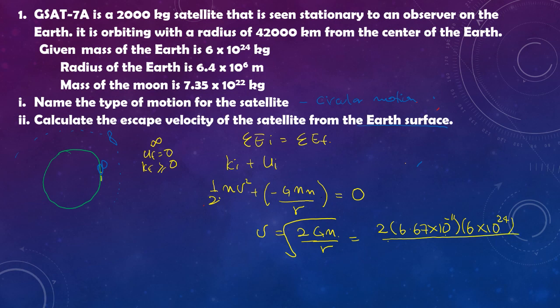Our question is the satellite from the Earth's surface, so we just take the radius of the Earth, 6.4 times 10 to the power 6. We must take the square root of all the values here, and we will get the answer 11.18, and the unit for the velocity is the same as the velocity that you studied before this: meters per second. Done for number 2.